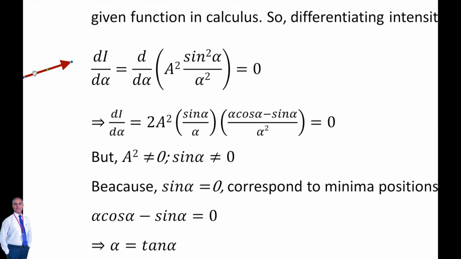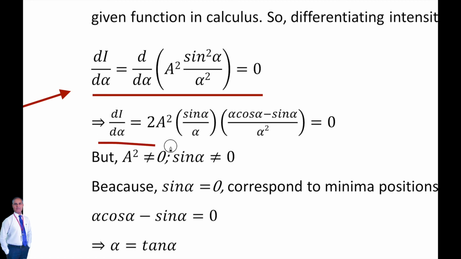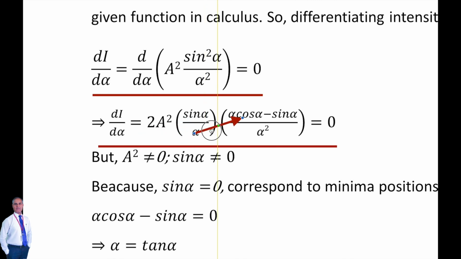dI divided by d alpha is equal to d by d alpha of the bracket A square sine square alpha upon alpha square, which is equal to 0. It implies dI upon d alpha is equal to 2A square, sine alpha upon alpha, into the bracket of cos alpha upon alpha minus sine alpha upon alpha square. So this equals 0.